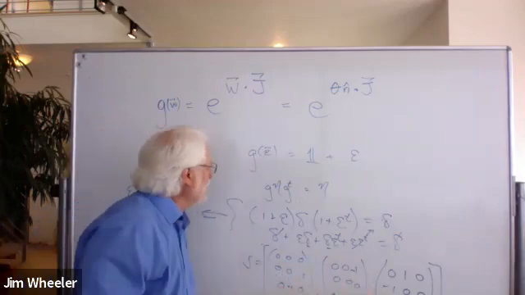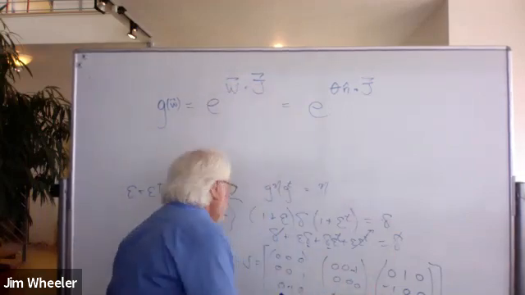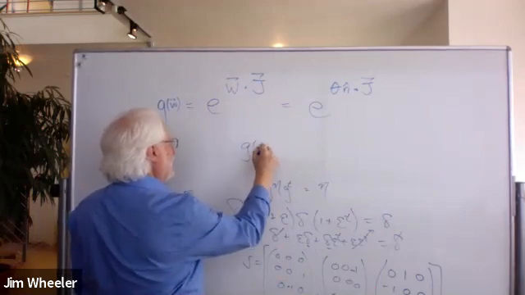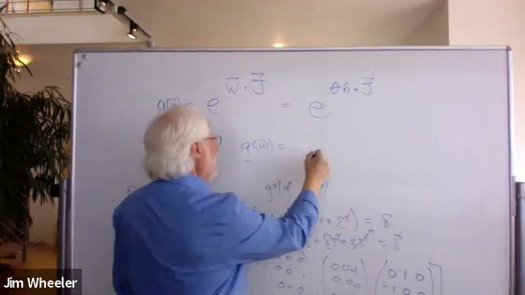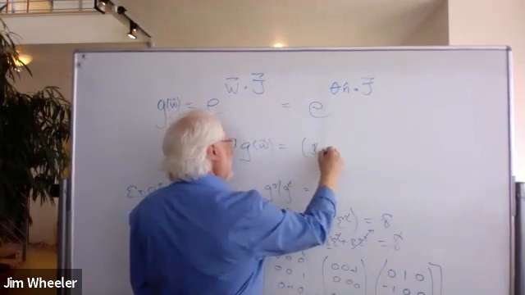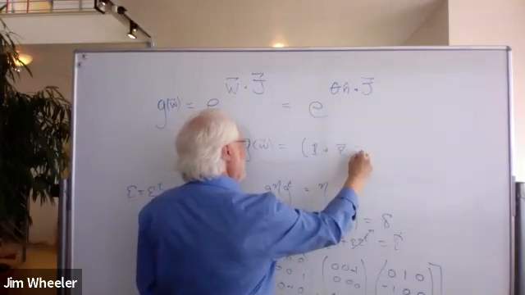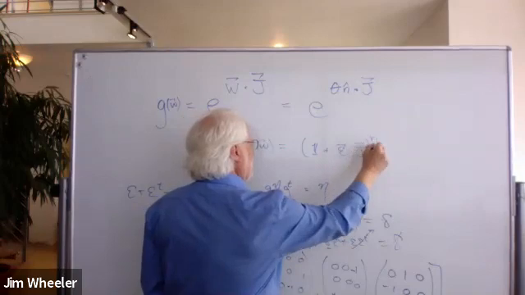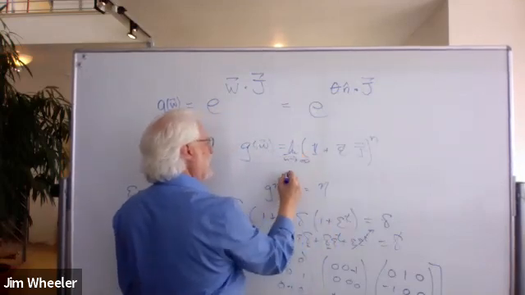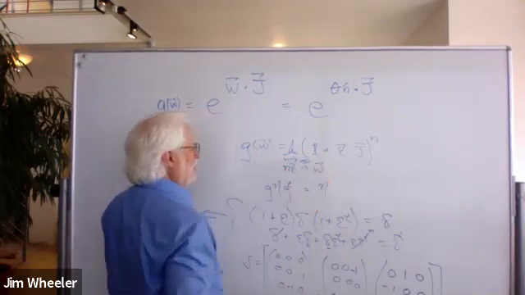Then, to find a finite rotation, G of some finite W, what I can do is take an infinitesimal linear combination of these to the nth power, and I take the limit as n goes to infinity and n epsilon goes to some finite vector W.